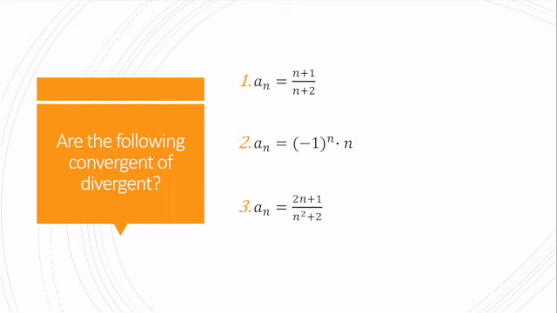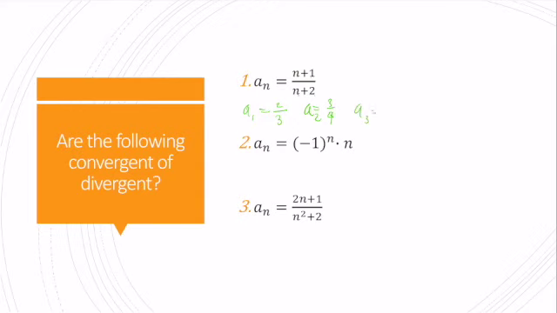So are the following convergent or divergent? Okay, so I need to figure out what they approach. It's not necessarily whether they have a common ratio, it's whether they approach something. Okay, so in this case, I have a sub n is n plus 1 over n plus 2. So a sub 1 would be 1 plus 1, so 2 over 3. A sub 2 is 3 over 4, because I take 2 plus 1 to get 3, and 2 plus 2 to get 4.